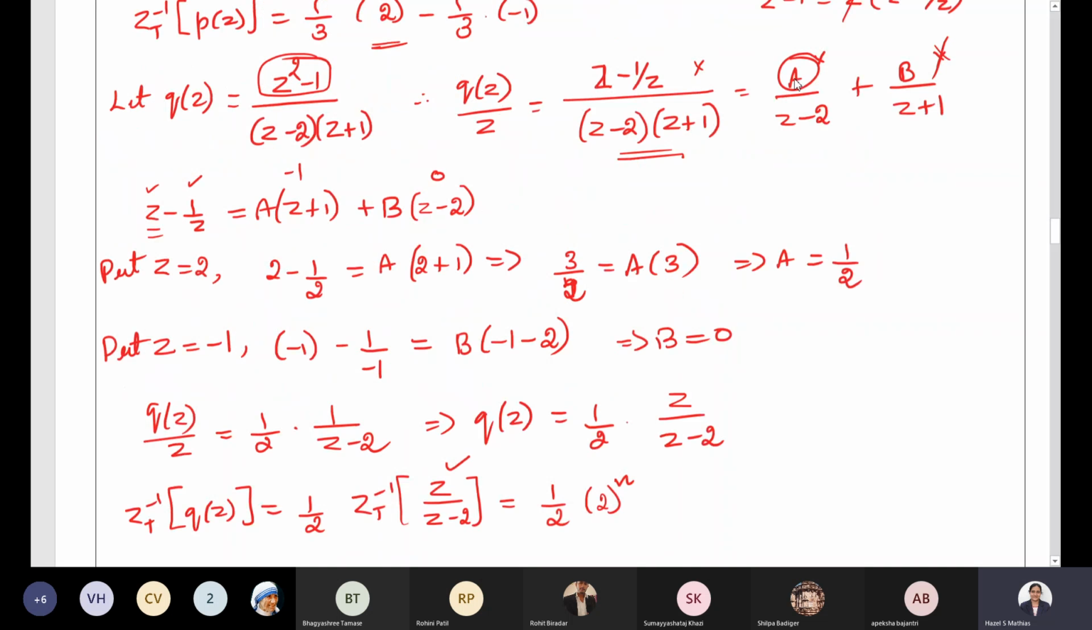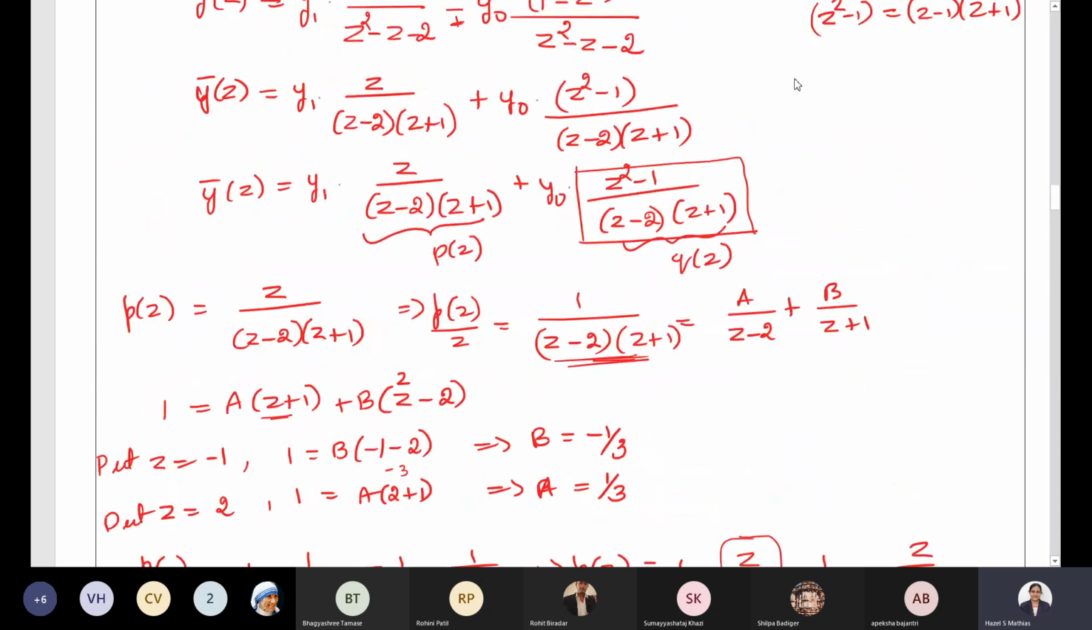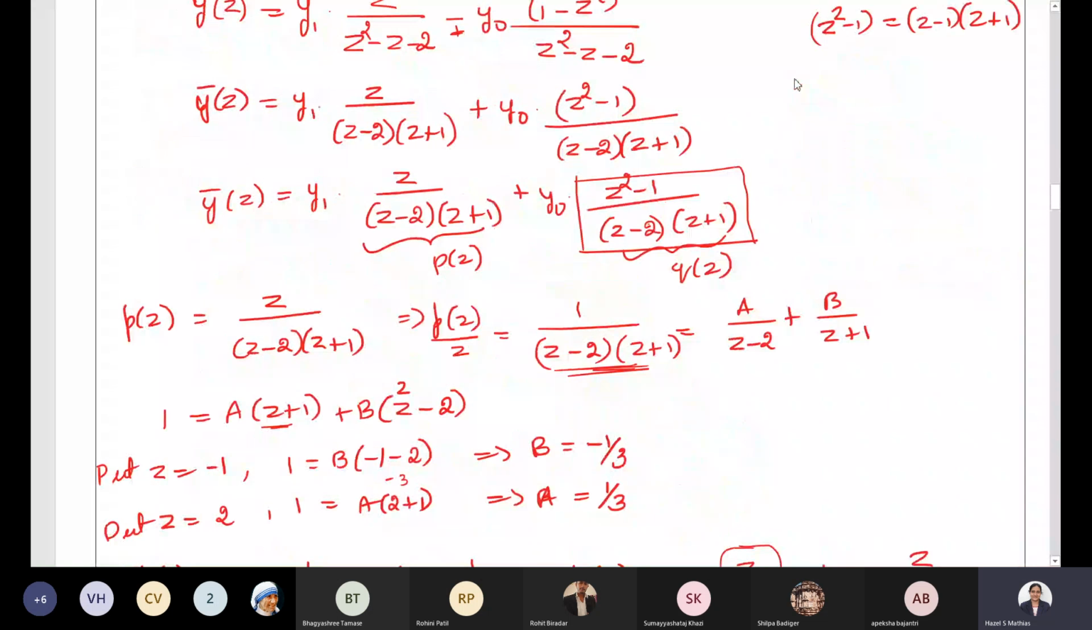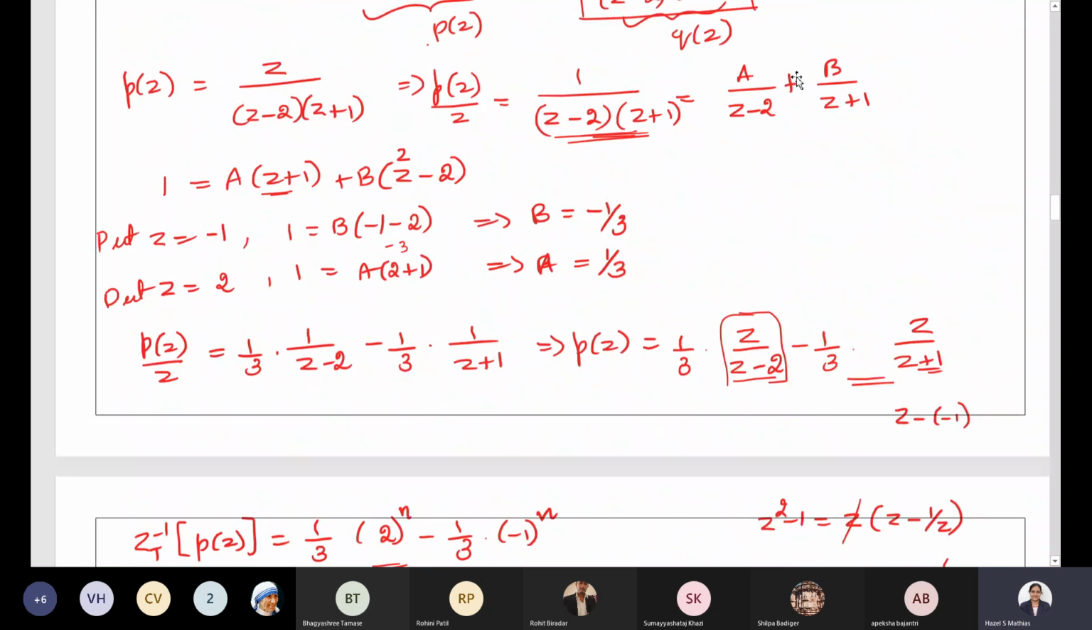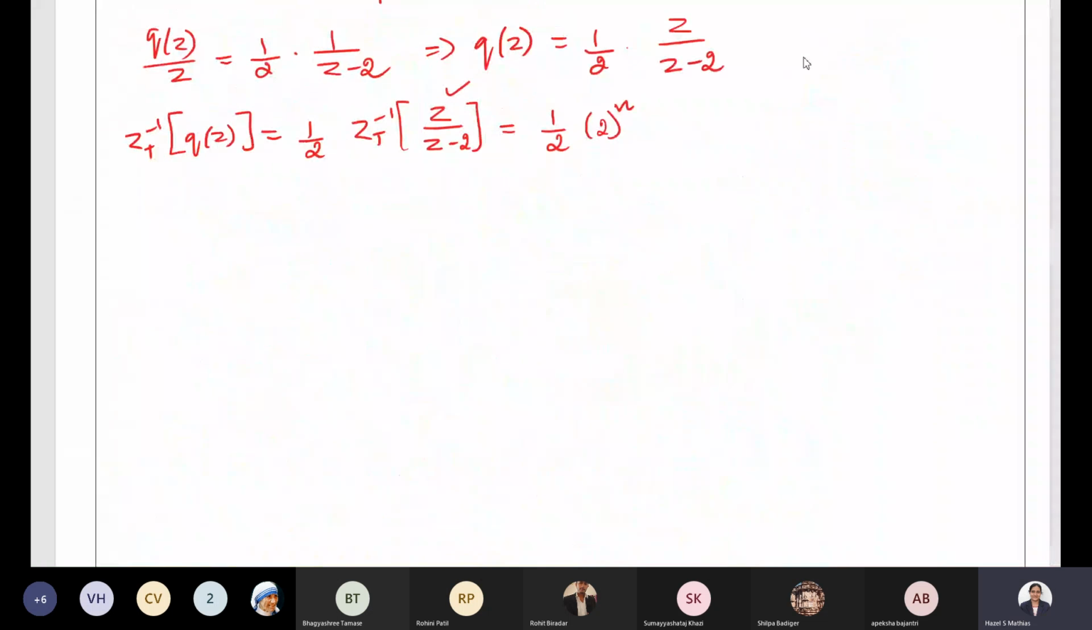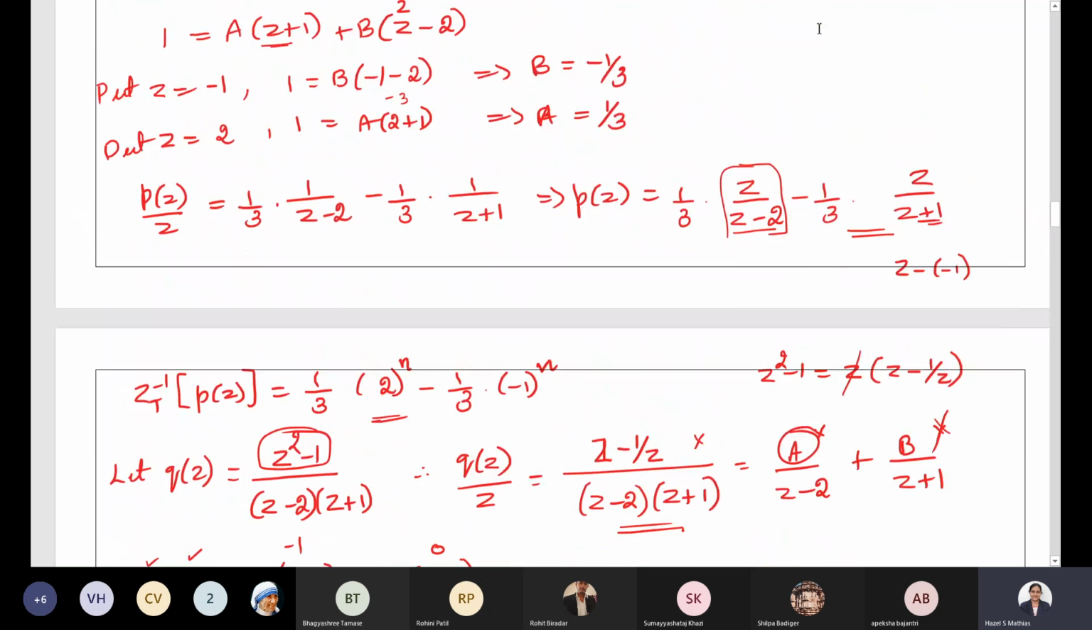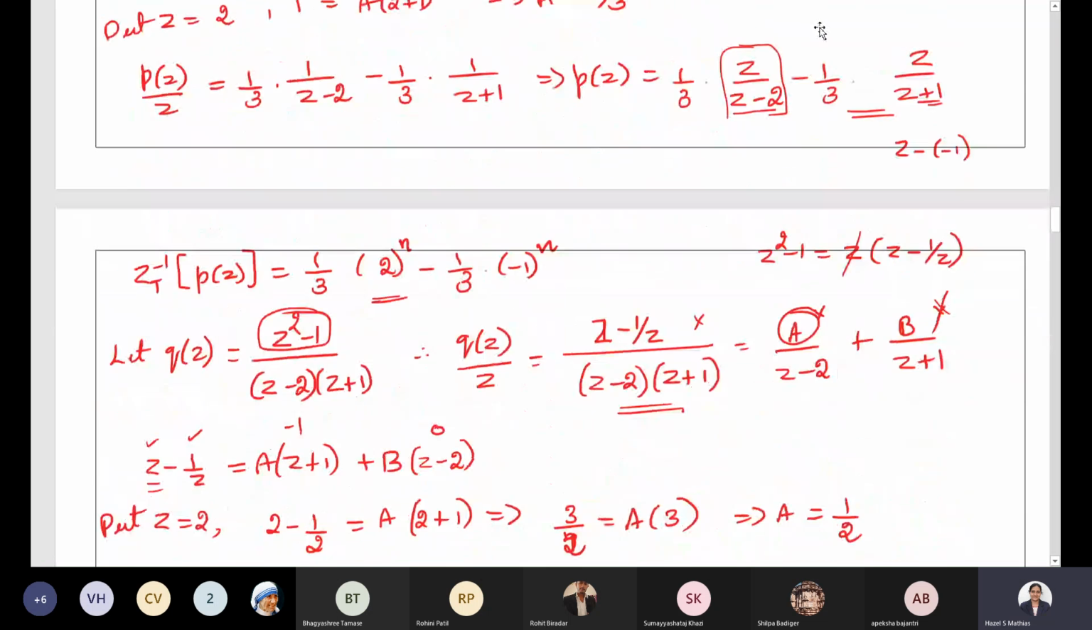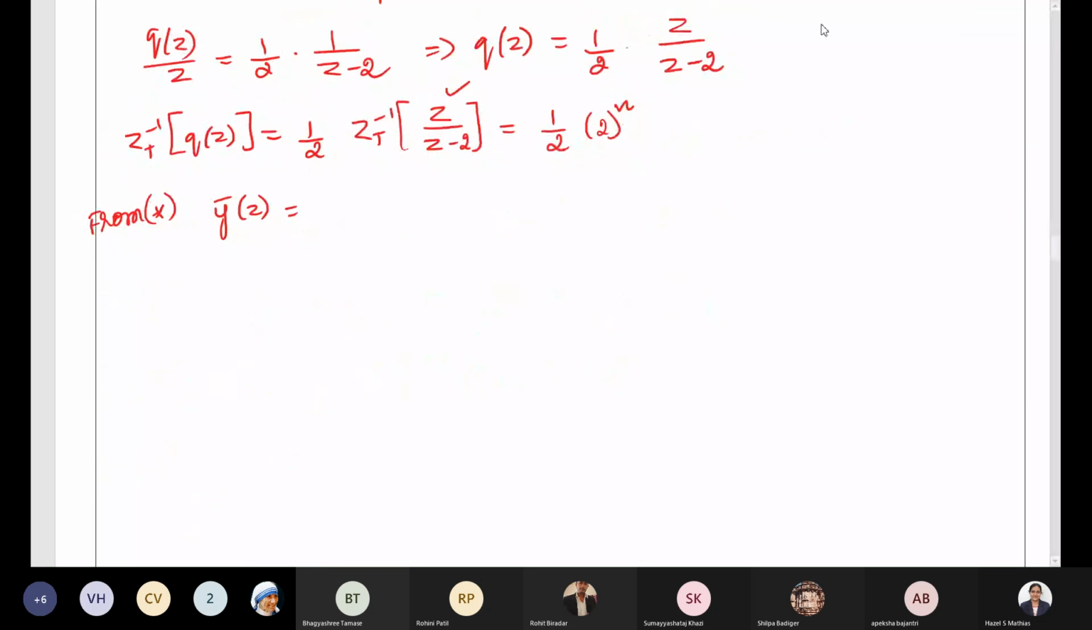Now let's take all these things together and substitute. Where is our main equation here? This is our main equation. We'll take this as star. Star is y bar of z equals y1 into P of z plus y0 into Q of z. Correct? From star, y bar of z is y1 into P of z plus y0 into Q of z.